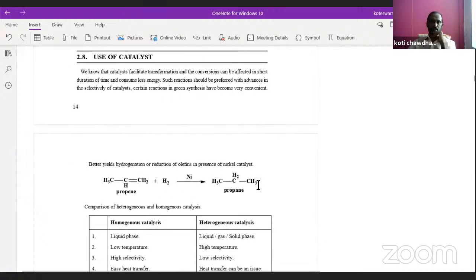Okay. Now, next, usage of catalyst. You know that the catalyst facilitates the conversion of the starting material into the product by minimizing the energy and increasing the speed of the reaction. In green processes or green synthesis, catalyst is not strictly mandatory, but whenever it is possible, you need to use it. Then it minimizes the use of energy, and the time taken for the process is also minimized. Due to that reason, we need to use it.